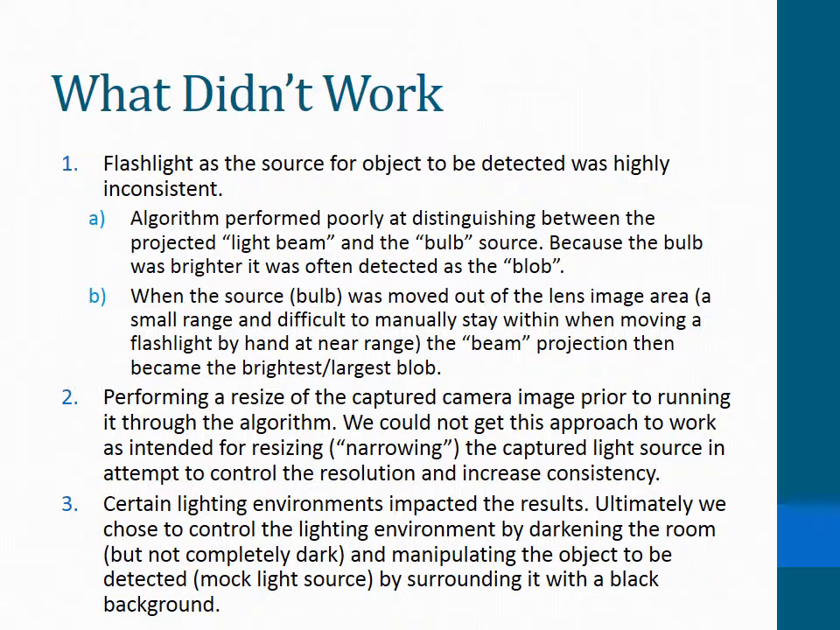And third, certain lighting environments impacted the results, so ultimately we chose to control the lighting environment by darkening the room, but not completely dark, and manipulating the object to be detected. Instead of using the flashlight as a source, we covered the light source with a white piece of paper, basically a white circle, and allowed the algorithm to detect that as opposed to detecting light. And this definitely improved the situation.